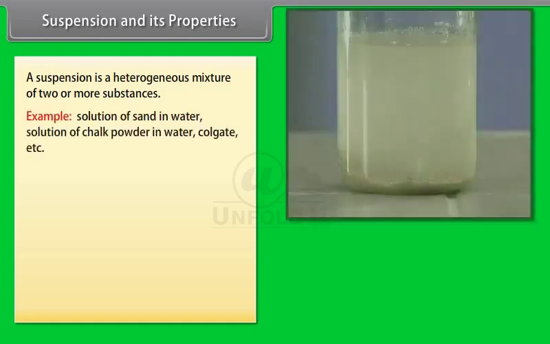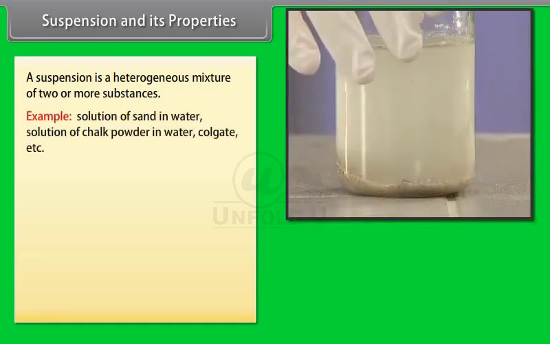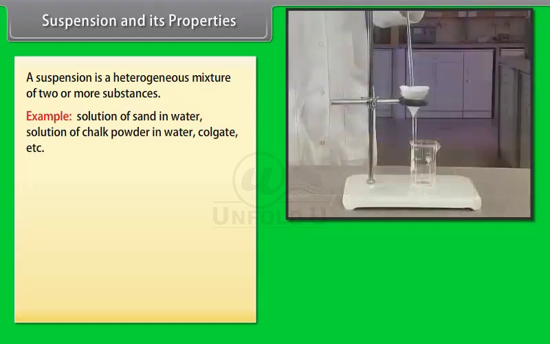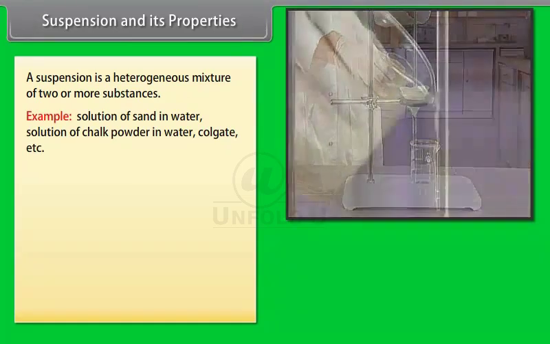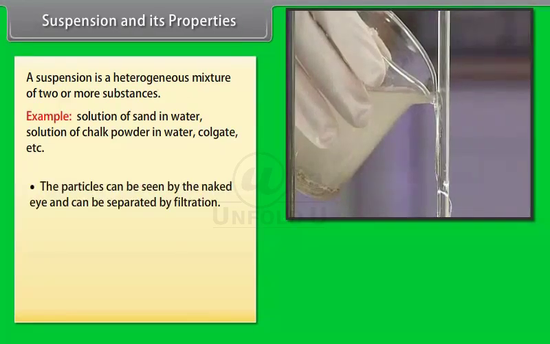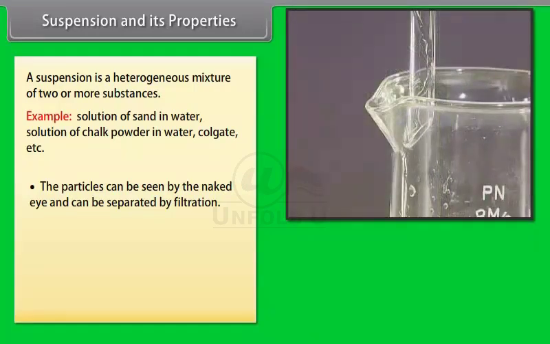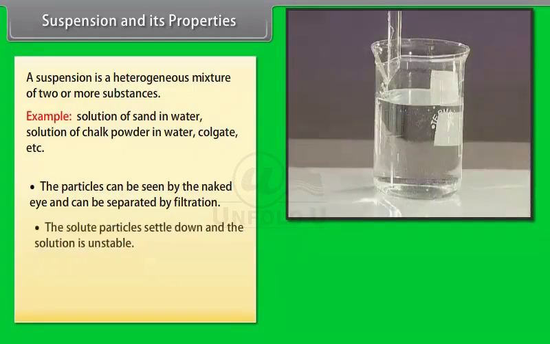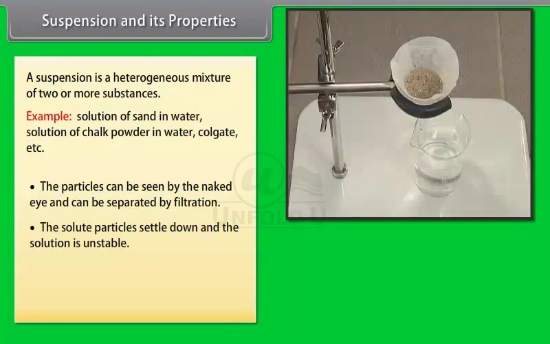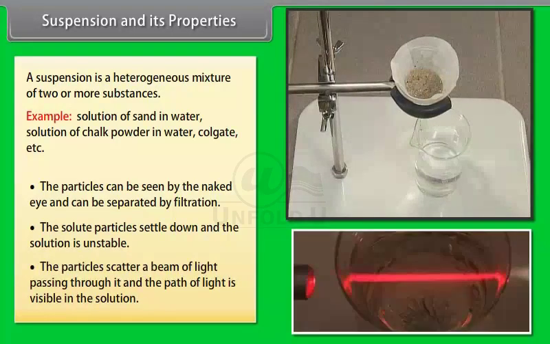Suspension and its properties. A suspension is a heterogeneous mixture of two or more substances. Example: solution of sand in water, solution of chalk powder in water, Colgate, etc. The particles can be seen by the naked eye and can be separated by filtration. The solute particles settle down and the solution is unstable. The particles scatter a beam of light passing through it and the path of light is visible in the solution.